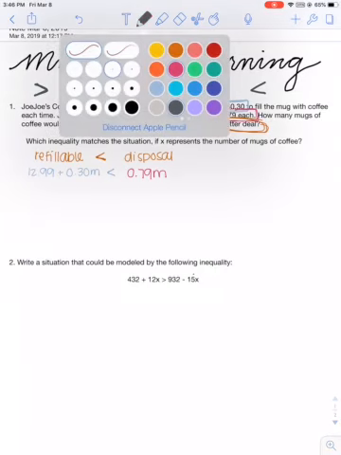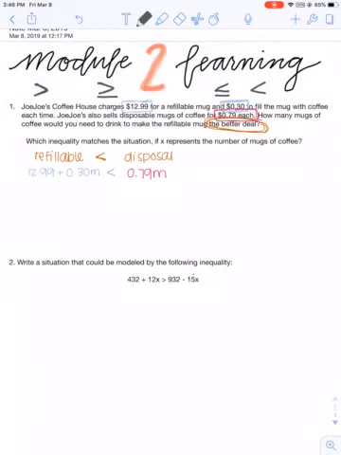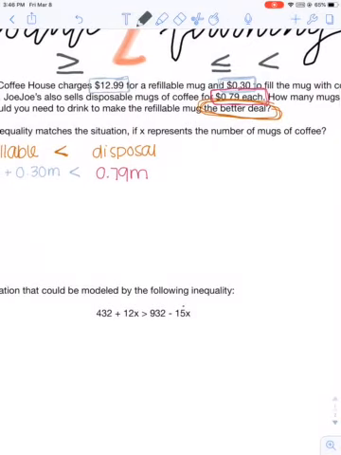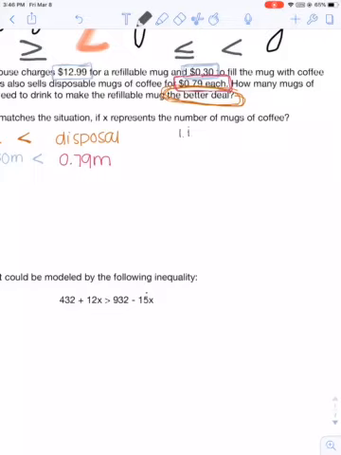So if I were describing these as steps that I need to take, I'd probably describe them as the following. The first thing we did was we identified in words what you're comparing.